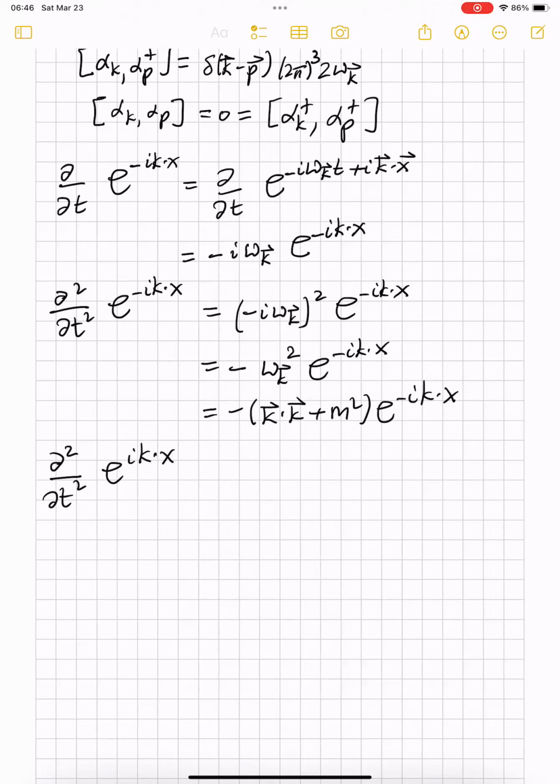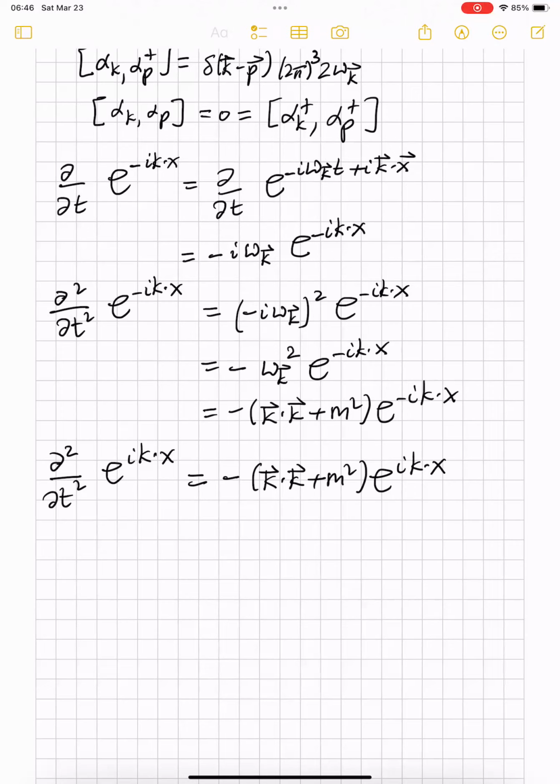Okay, good. Did you do it? Well, I hope this is the answer that you got. Minus (k dot k plus m squared) e to the i k dot x. And you see, it looks exactly the same. Basically, for the first derivative, you would have gotten a different sign. But because the second derivative squares what you got, that difference in sign just doesn't matter. Very good.